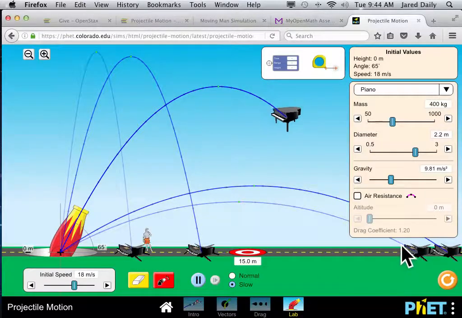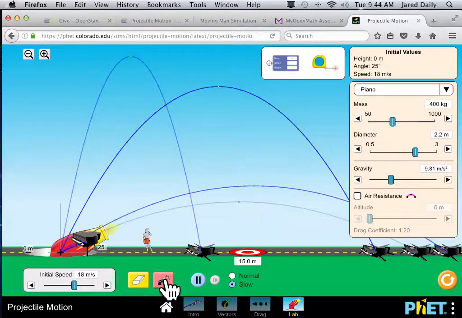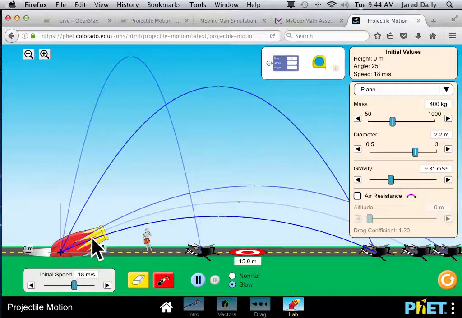Well, this is kind of interesting, because we already had one that landed right about where this is going to land, right there, didn't we? Which one was it? It was 25 degrees. Those two pianos landed together at 65 and 25. Let's look at 30. 30 degrees was this one right here. Let's look at 30 and 60.